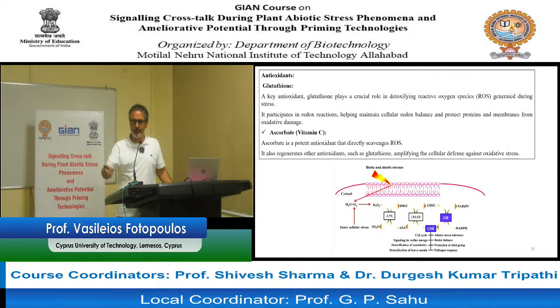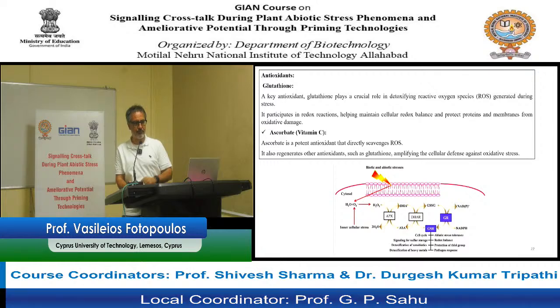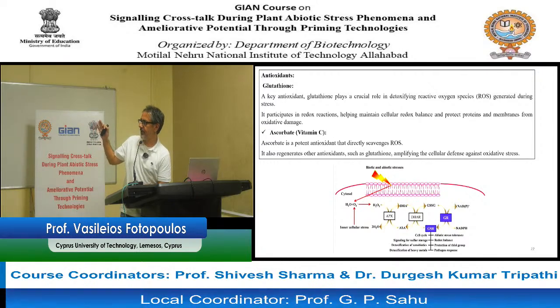So for the antioxidants, as mentioned before, we have the enzymatic and non-enzymatic ones. For the non-enzymatic ones, as Professor Sharma said yesterday, glutathione is a key antioxidant because it plays a crucial role in detoxifying ROS generated during stress, and it participates in redox reactions. Hence, the redox status of glutathione is important for stress responses. This is effectively the ratio of GSH to GSSG, for those of you who know the terminology. It helps maintain cellular redox balance, and it also protects membranes and proteins from oxidative damage.